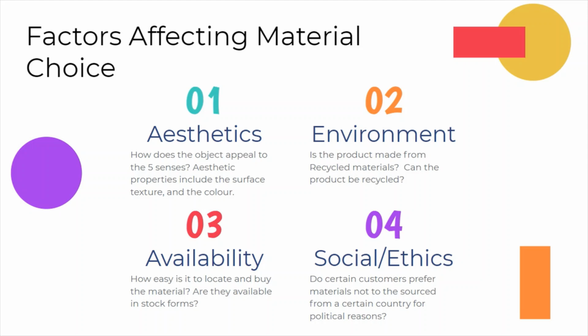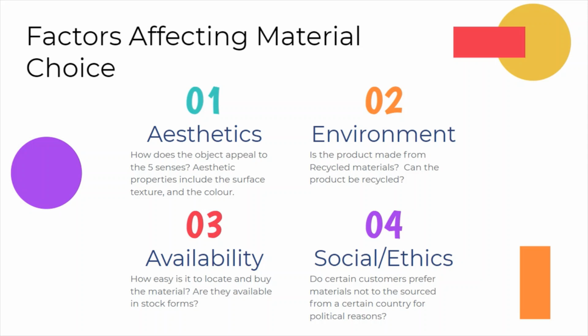Factors affecting material choice. Aesthetics is how an object appeals to the five senses. Aesthetic properties include the surface finish and texture, whether the material is rough or smooth to touch, hard or soft, and the colour. Environmental considerations may include whether the product is made from recycled or reused materials and whether it is recyclable. Availability of materials: how easy these are to locate and buy, including whether they are available in stock forms.